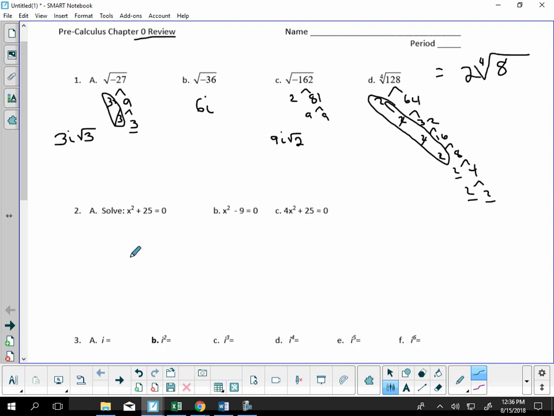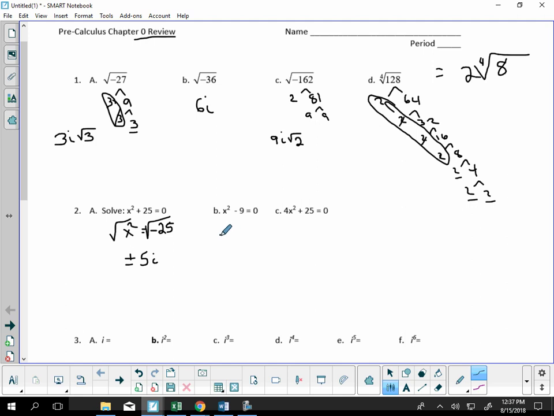On number 2, we're going to have to solve. You can't factor that because it's not the difference of two squares, so I'm going to subtract 25 and you get x squared equals negative 25. Then if you took the square root of both sides, you're going to get plus or minus 5i. Because we are solving, you need to do the plus or minus.